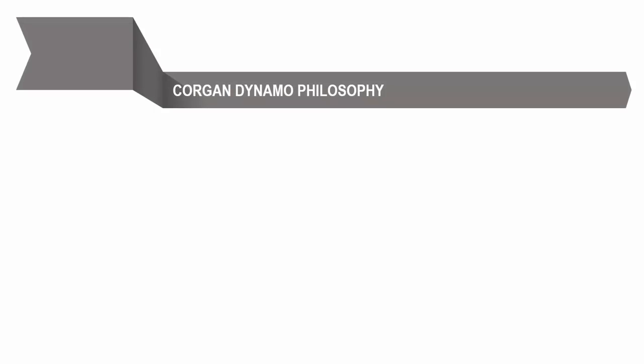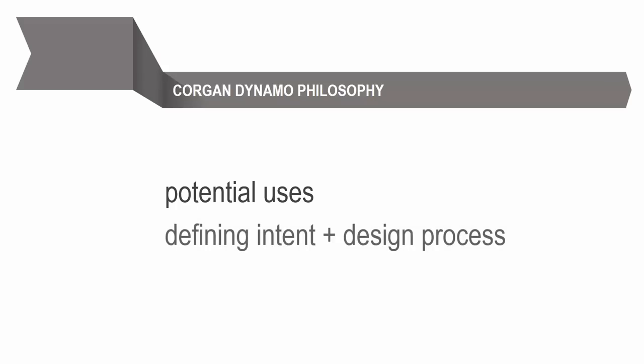So the core Dynamo philosophy was structured by asking ourselves a few questions. First, the potential uses of Dynamo. I'm sure you guys have gotten into the application, you've used it a little bit, and the first thing, at least for us, that we noticed is it's overwhelming, the amount of potential that you get with this visual programming interface. You're really digging down into the Revit API, and you can do absolutely anything. So one of the first questions to ask yourself is, what do you want to do with it?